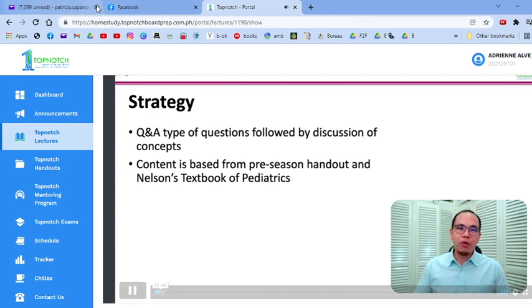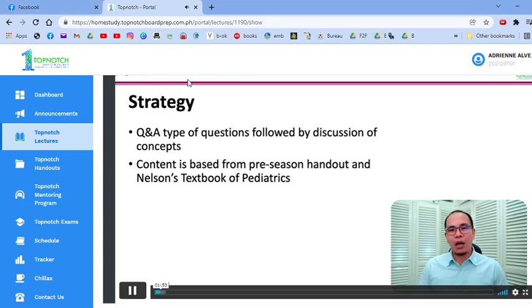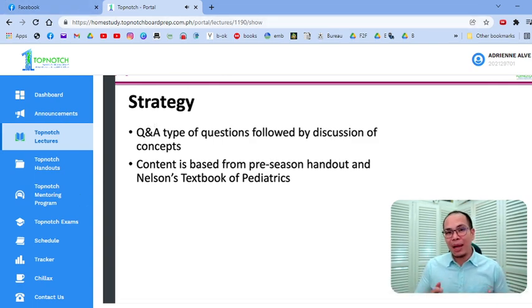The content is based from your preseason handout. Hindi yung buong preseason handout nyo, kumuha ko ng mga specific topics doon. And a lot of this are also based from Nelson's textbook of pediatrics, which is the Bible of pediatricians. So pagdating sa board exam, guys, probably 90% of the questions will be coming from Nelson. So kailangan talagang aaralin si Nelson. With this being said, let's start, and I'm excited to teach you. Hopefully, you guys will learn a lot.